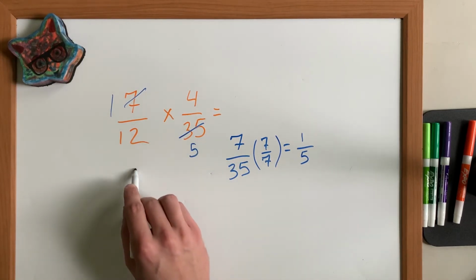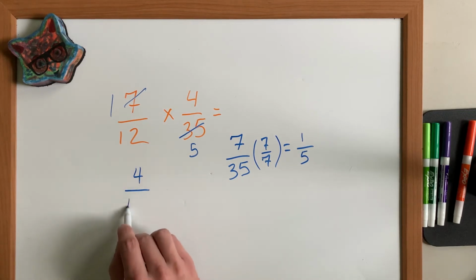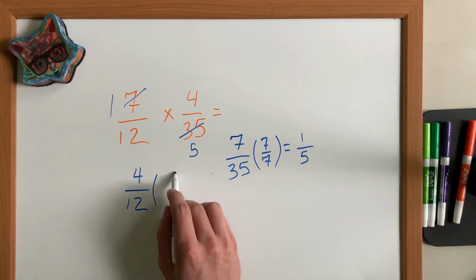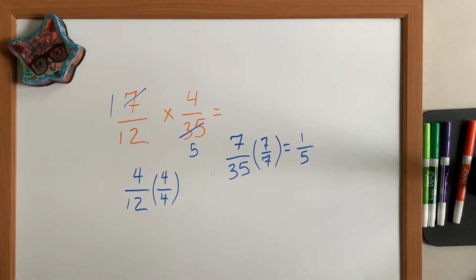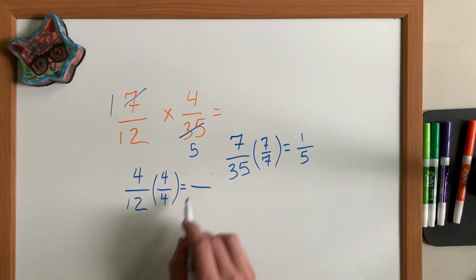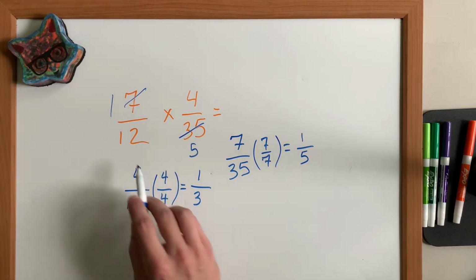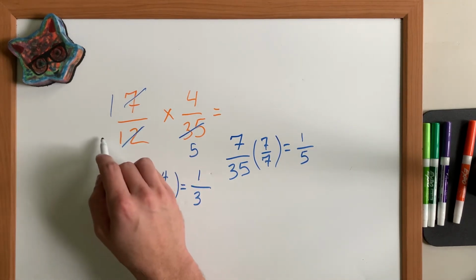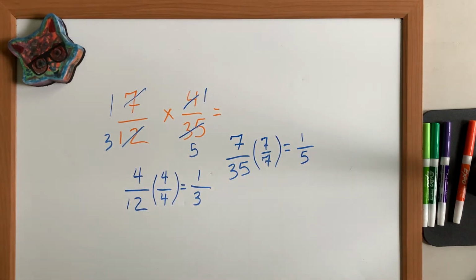4 is in the numerator, and 12 is in the denominator, and I can divide those by taking 4 out of the numerator and the denominator and simplifying to 1/3. Okay, so 12 divided by 4 is 3, and 4 divided by 4 is 1.